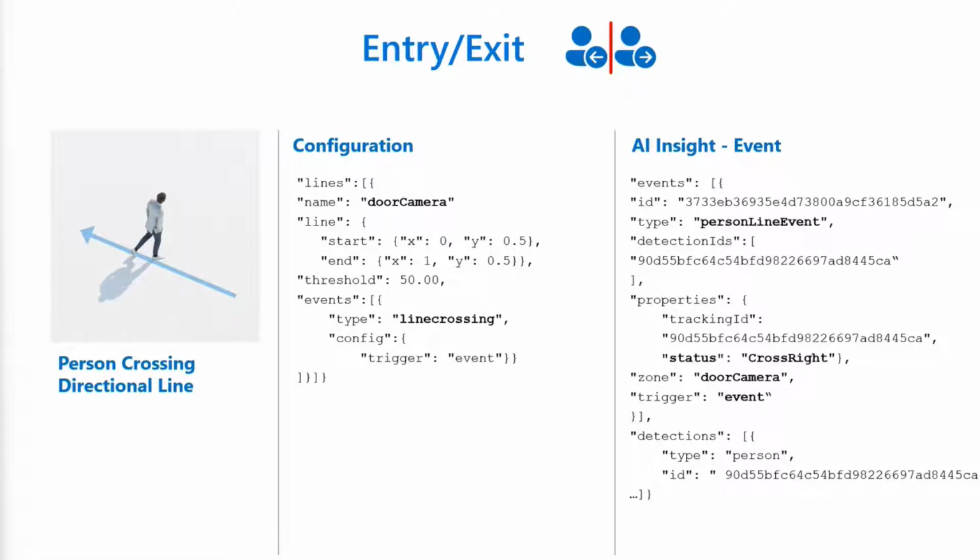Again, this line is directional. And the best use for this is, for example, if a camera is located in a doorway, where you can determine when a person leaves or enters through the doors. So it's something that's really cool to implement in cases like this.